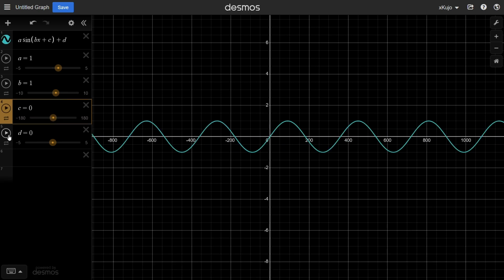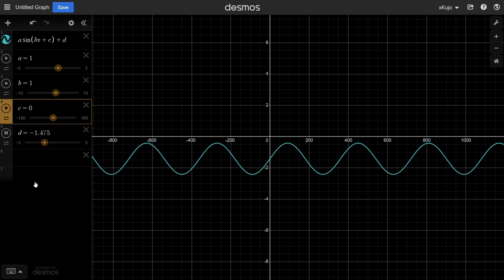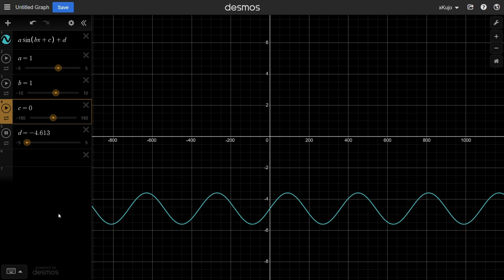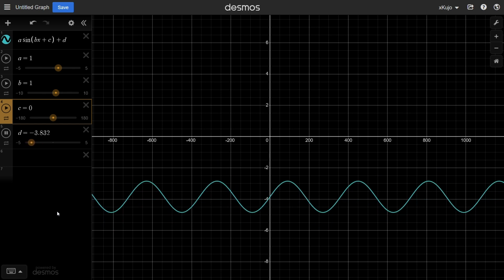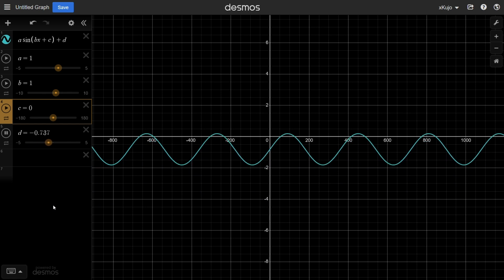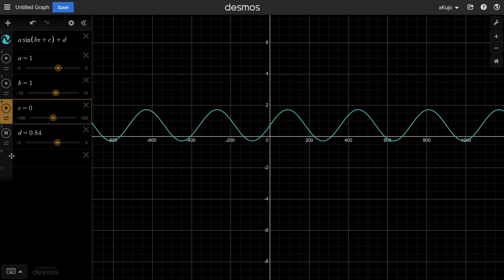As for d, it will shift the graph vertically. Positive values will shift the curve upwards, whereas negative values will shift the graph downwards. This will obviously change the minimum and maximum points. However, the amplitude will remain the same. That is, the distance between the minimum and the maximum points will be the same.